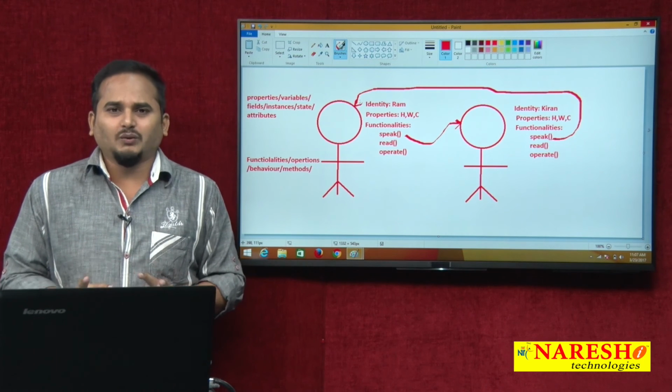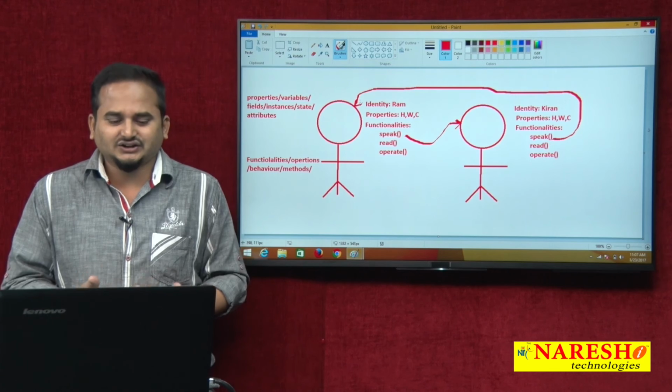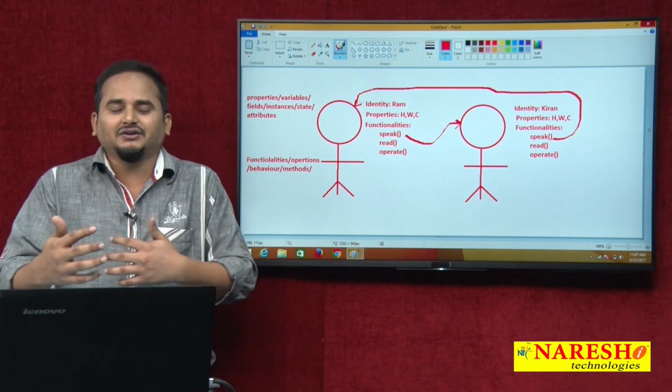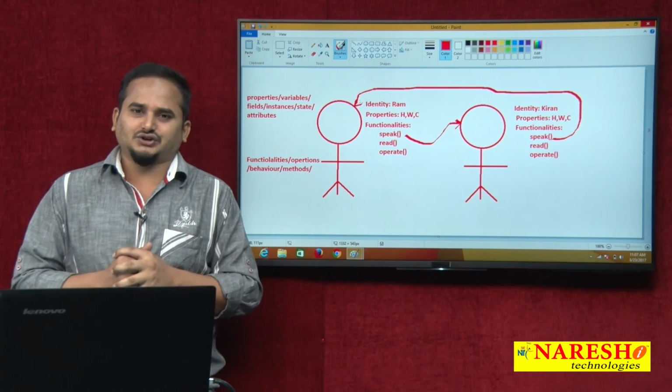So mainly here there is only one point. What is a functionality? Functionality is one characteristic of an object which is used for communicating from one object to another object. This is what exactly an object is.